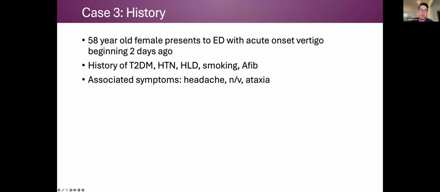Yeah, you hit on all the points. So we want to distinguish whether this is central or peripheral. The patient here has a history of some vascular pathologies. She has a smoking history, so she has high risk. There's headaches. There's no overt central symptoms like you mentioned, like dysphagia, diplopia, but she does mention ataxia.